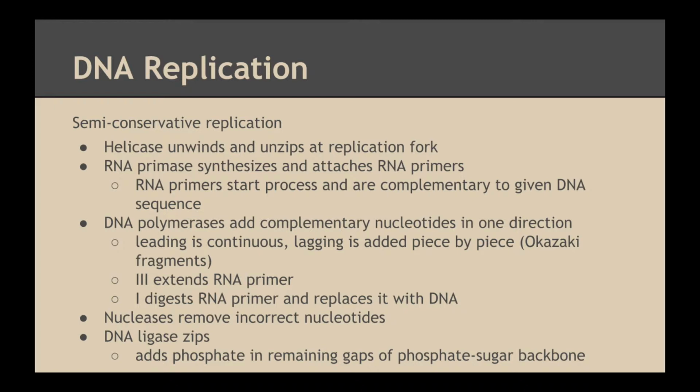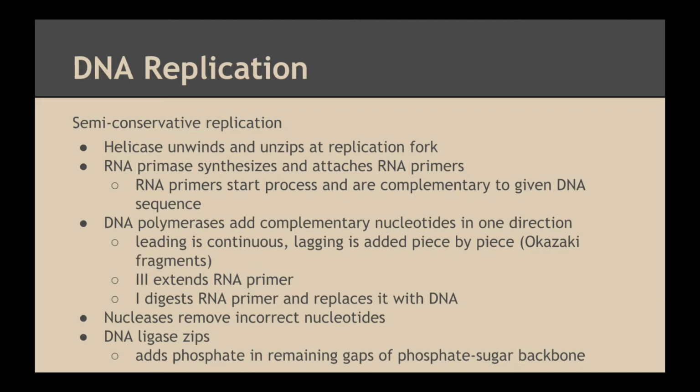Then, RNA primase synthesizes and attaches RNA primers. These primers start the process and are complementary to the given DNA sequence. Next, DNA polymerases add complementary nucleotides in one direction. The leading strand is continuous, but the lagging strand is added piece by piece, and those pieces are called Okazaki fragments. There are two types of DNA polymerase.